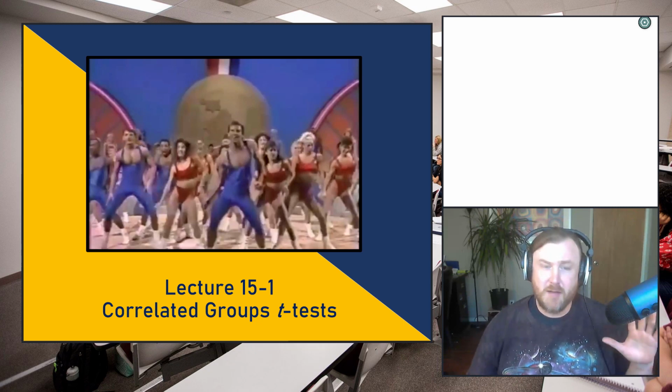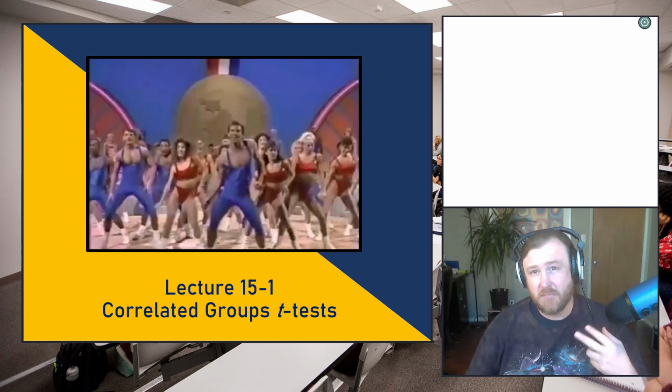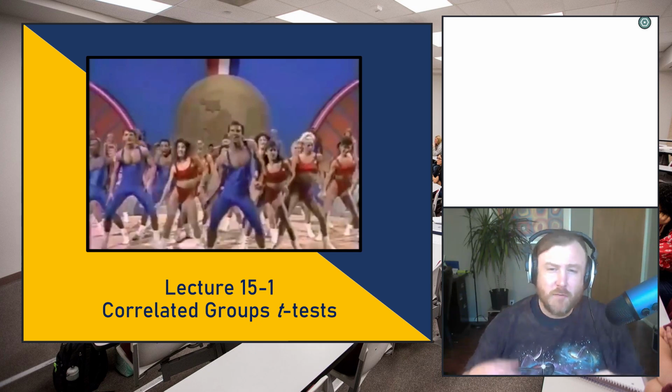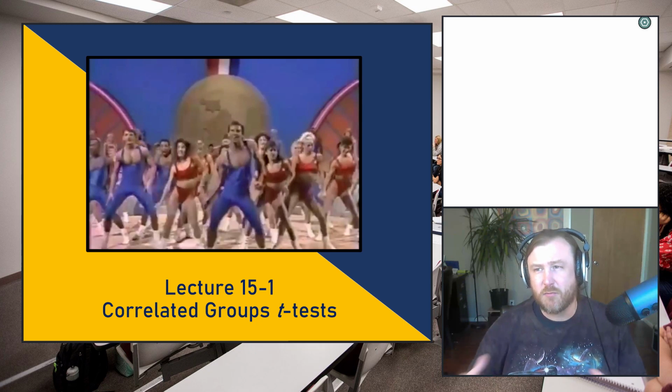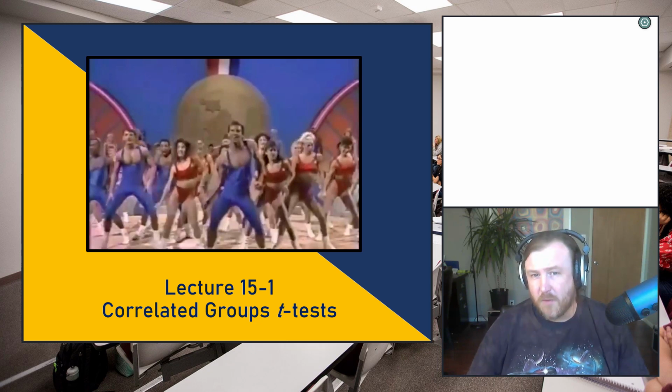So my name's Rob, and this is the first part in a two-part lecture on correlated groups t-tests and confidence intervals. In this first part, we'll start looking at the distinctions between different types of research designs. And then we will talk about the nature of a correlated groups t-test. And then we'll work through an example together.